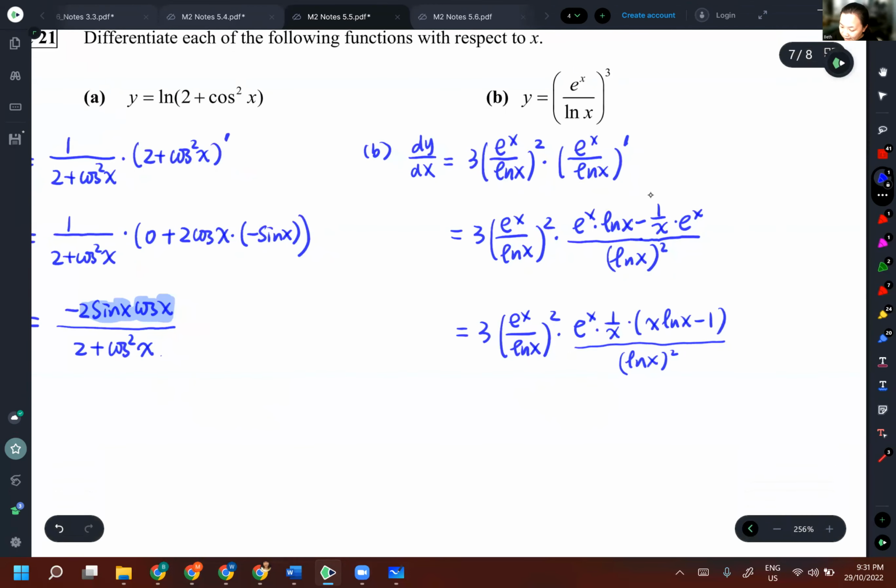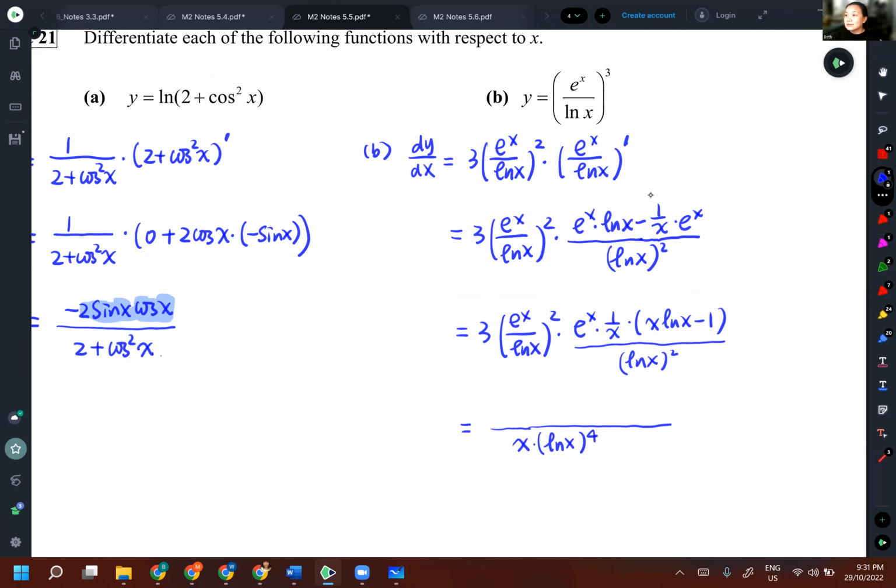Okay, so for the final answer, you write all the denominators at the same time. All the denominators are x and then (log x) to the power 4. Yes, 4. And then I have the numerator, we have a 3. We also have e to the power x, e to the power x, e to the power x, so e to the power 3x. And then we have this huge bracket, (x log x minus 1).